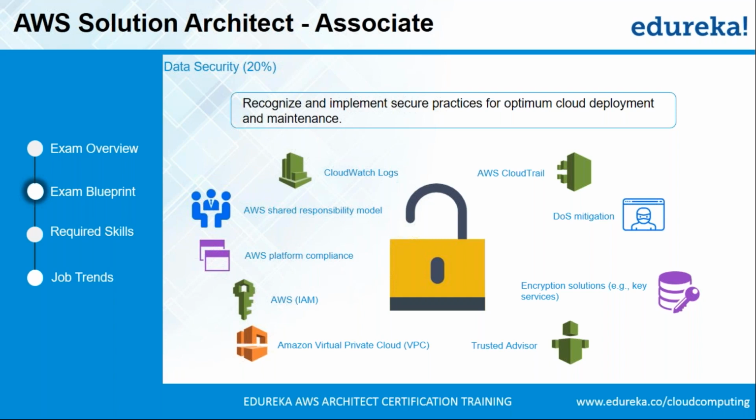Then you have AWS CloudTrail, which is nothing but a logging service, right? So all the API calls that you make to your services can be logged, and these logs are actually created by AWS CloudTrail. Then you have to follow the shared responsibility model. You should also know the denial of service mitigation tactics. You should be aware of those. Then you should have encryption solutions. Trusted Advisor is a service by AWS, which is basically like a personal assistant to you in the AWS world. You should be familiar with VPC, IAM, and all these services, right? So all of this is included in the data security module.